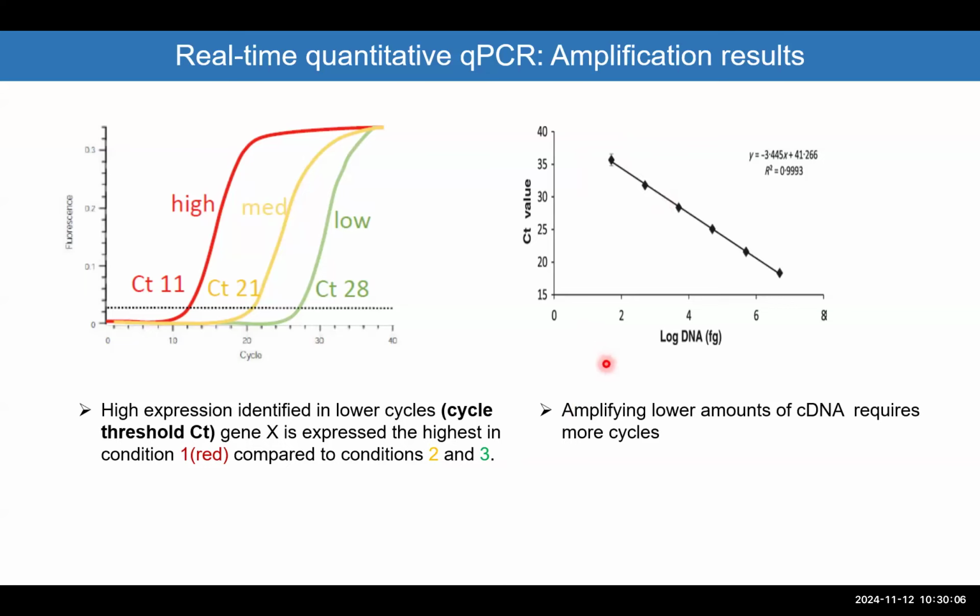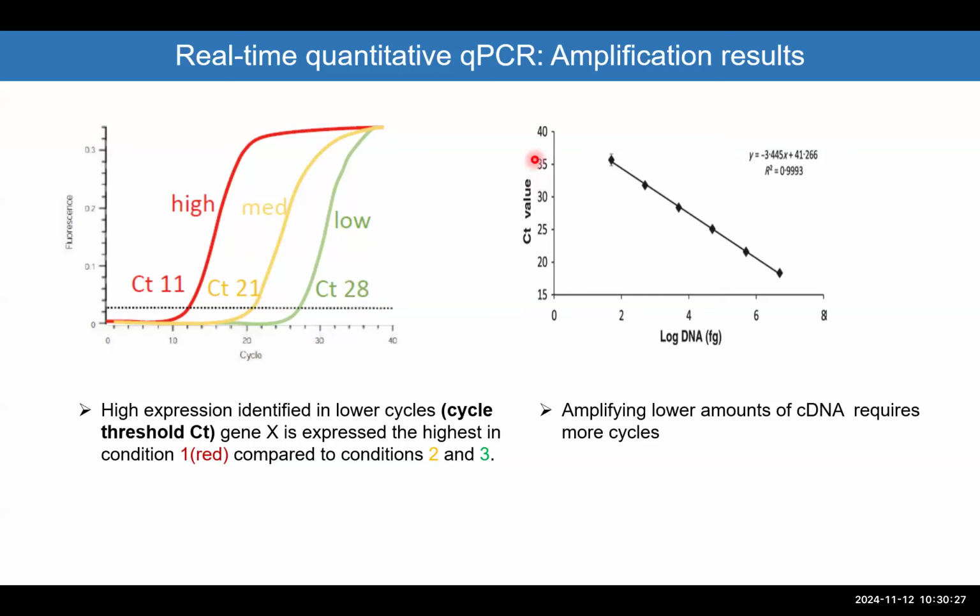So it's correlated. The more cDNA you have, the higher the expression. The less cDNA you have, the higher the cycles you need to amplify. The more DNA you have, the fewer the cycles you need to amplify. And that's exactly what you see between red and green.